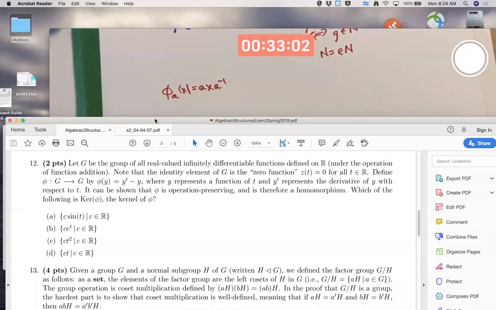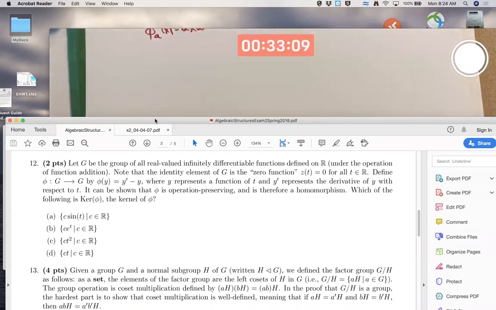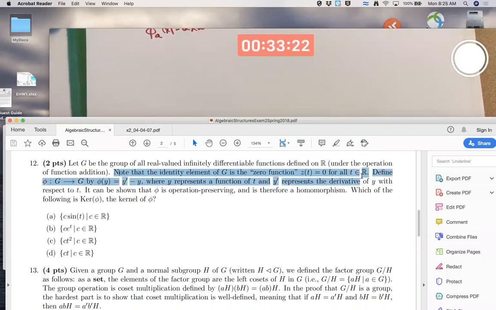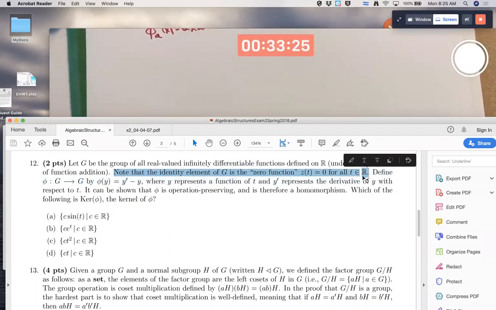Maybe I wouldn't be able to ask you this without explaining it, but I could explain it right now. Let G be the group of all real valued infinitely differentiable functions on R. Note that the identity element is the zero function. By the way, this does come up in linear algebra as well. G is also a vector space under function addition. And the zero function, Z of t is always 0 for all real numbers t, is the zero element of this group.